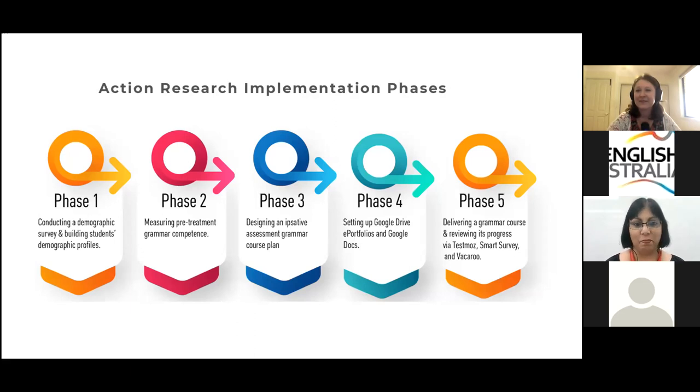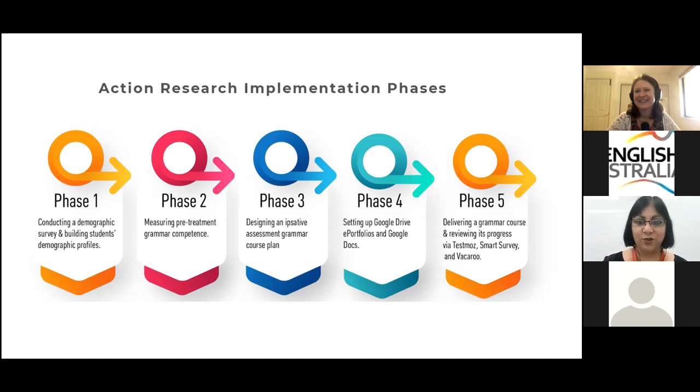Snow and I did a lot of planning, and then we set about how we were going to approach this research project. In the words of Professor Anne Burns, action research is related to reflective practice and teacher as researcher, and involves self-reflective, critical, systematic approaches. We felt that was hand in hand with ipsative assessment, hand in hand with portfolios.